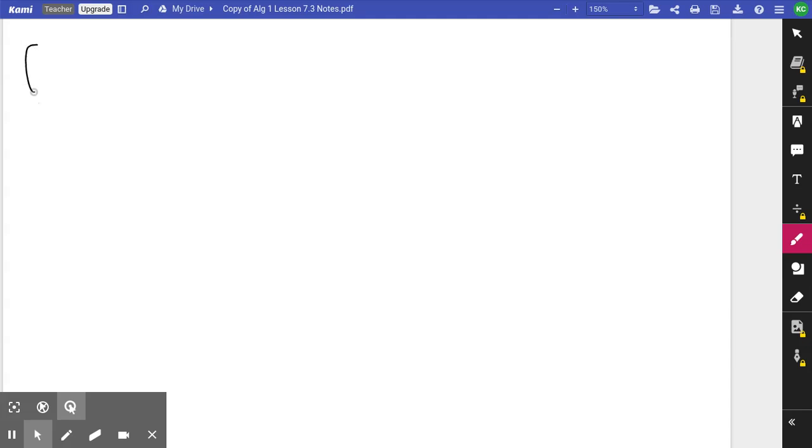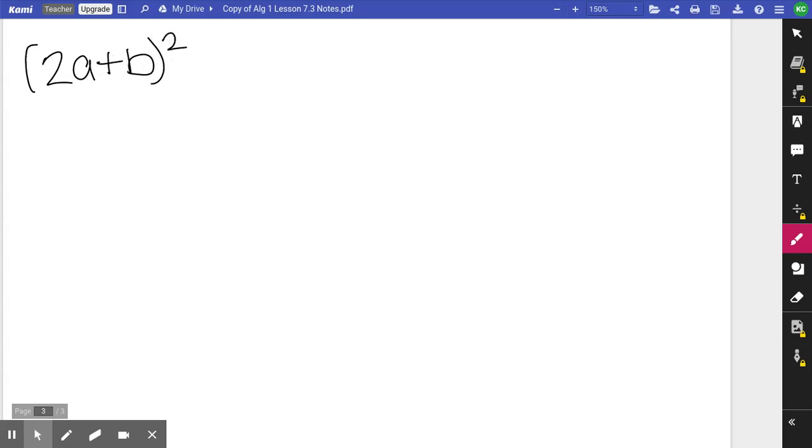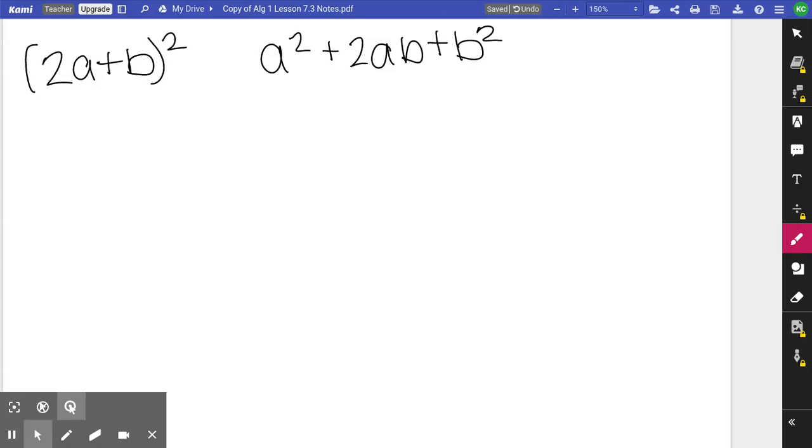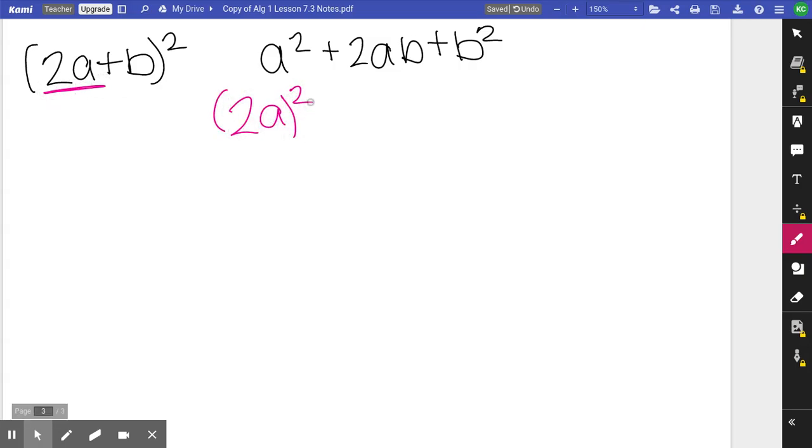Let's start with 2a plus b squared. Remember, we have a squared plus 2ab plus b squared. Okay, so we're going to go ahead and start with our a squared. Our a squared is right here, so we're going to say 2a squared. I'm going to go ahead and work this out. 2a squared is going to give me 4a squared. Okay? Now we're going to move on to our b squared. Our b is right here, so we're going to have b squared. That's just going to stay b squared.